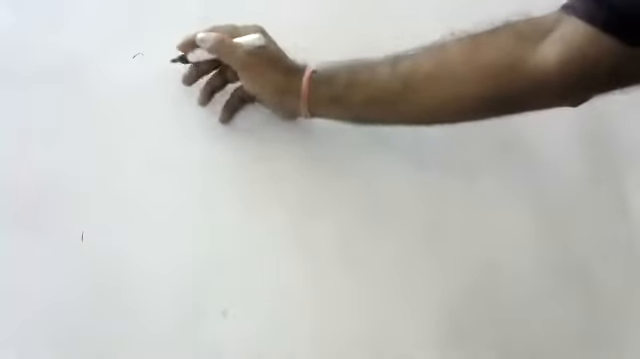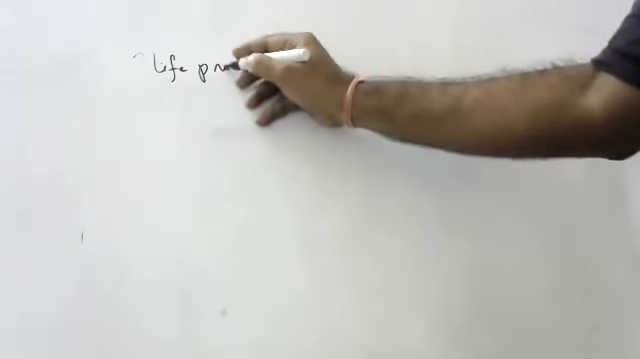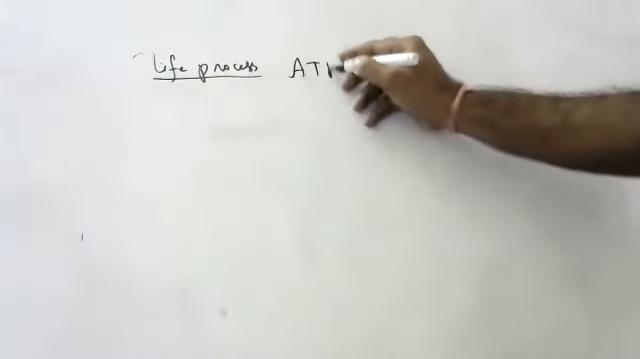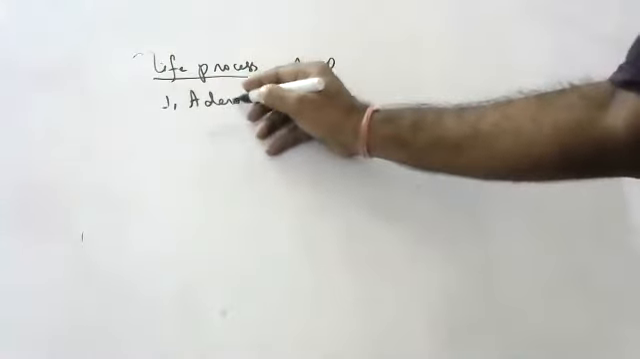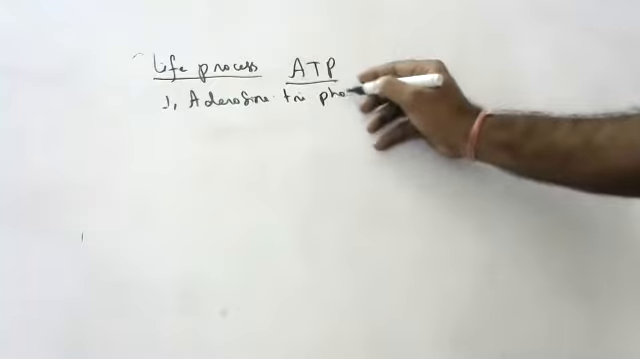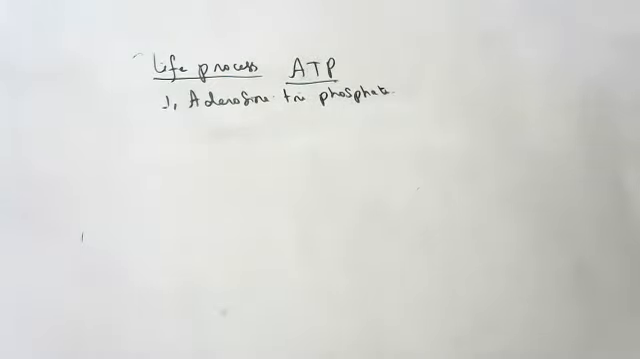Nice, children. I want to discuss one question on the life process, about ATP. First question: what is the full form of ATP? Adenosine triphosphate. Okay, molecular formula and structure we'll study in the higher classes, children.